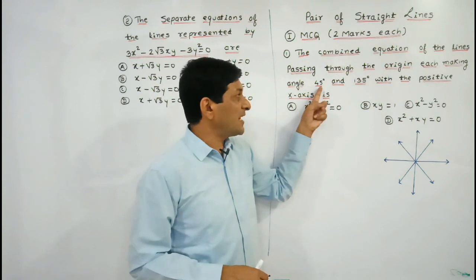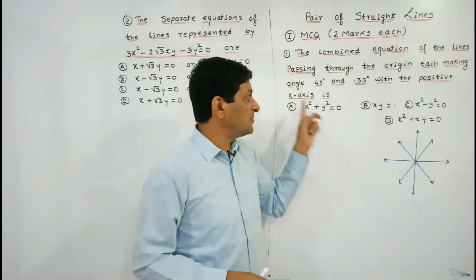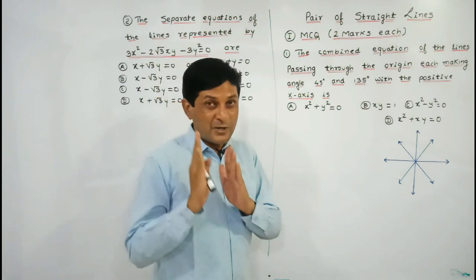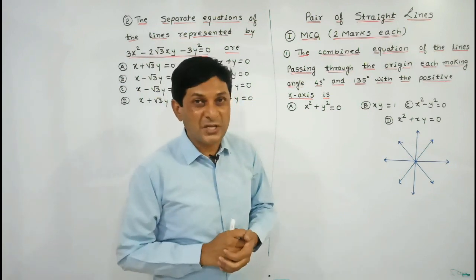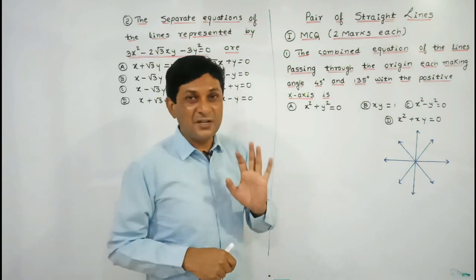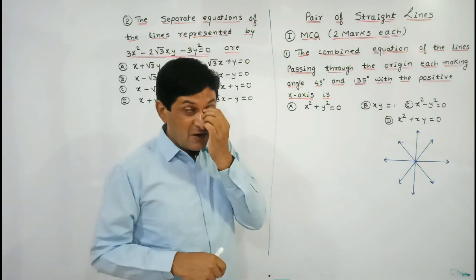origin, each making an angle of 45 degree and 135 degree with the positive direction of x-axis. So what are the given conditions? Our pair of lines passes through the origin and makes how much angle? 45 degree and 135 degree with positive direction of x-axis.